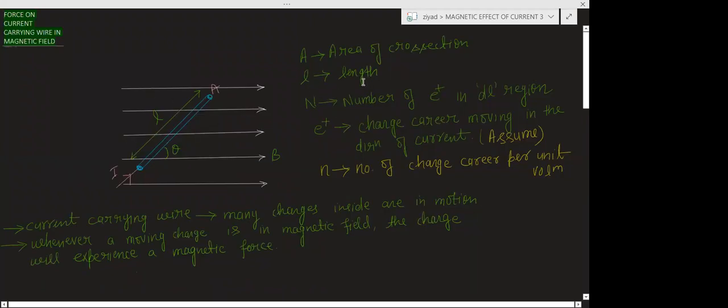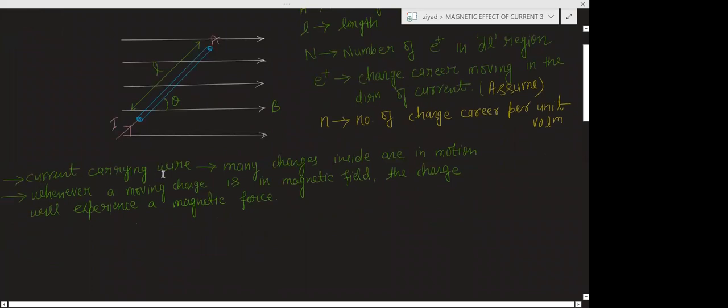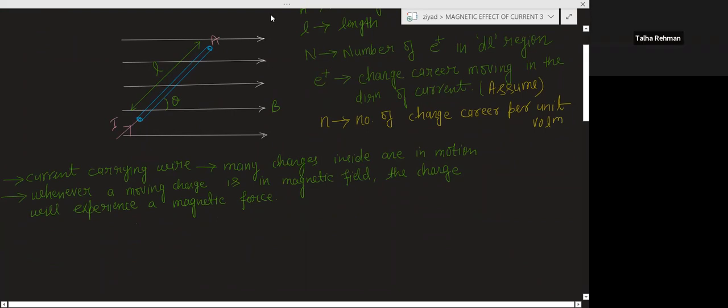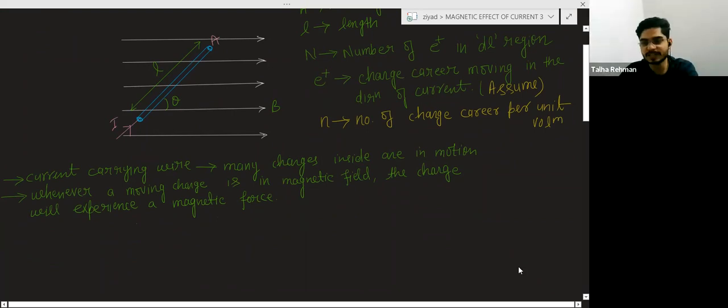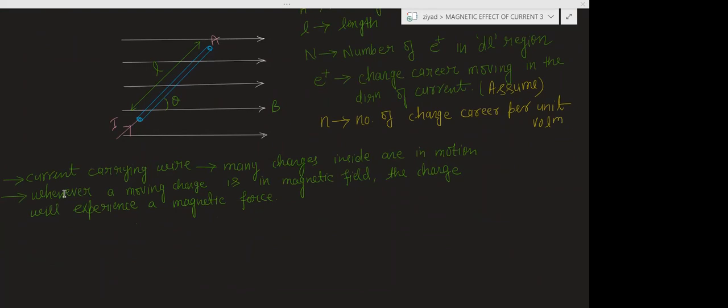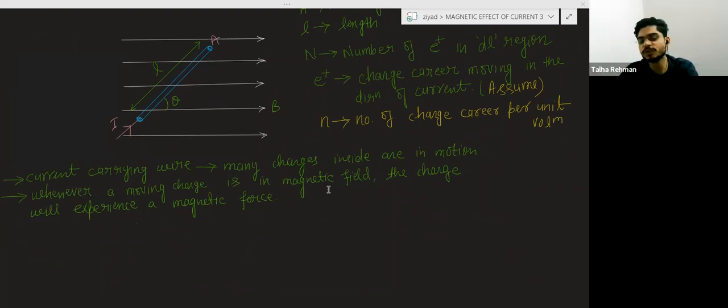So here L is the length. You can say that this current carrying wire has many charges inside in motion. There are charge carriers inside the wire. When a moving charge is in a uniform magnetic field, as we have discussed earlier, the charge will experience a magnetic force, and that magnetic force is given by qvB sin theta.